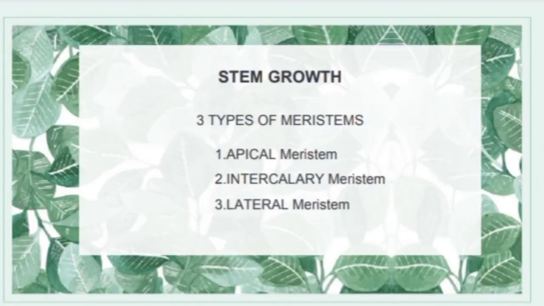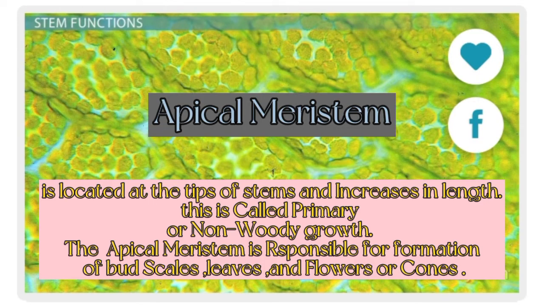Let's proceed to stem growth. In plants, the areas of meristem are devoted almost entirely to the formation of new growth. There are three types of meristem. First is apical meristem. Apical meristem is located at the tips of stems and increases length. This is called primary or non-woody growth. The apical meristem is responsible for formation of buds, scales, leaves, and flowers or cones.